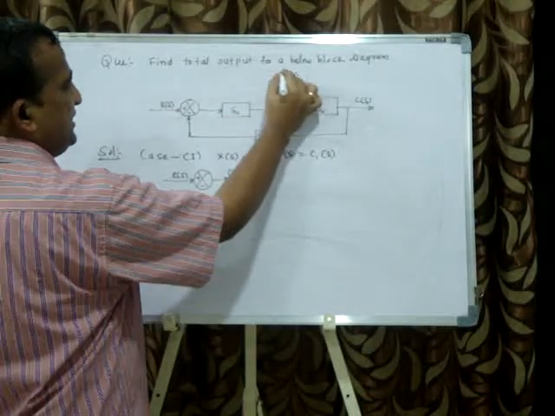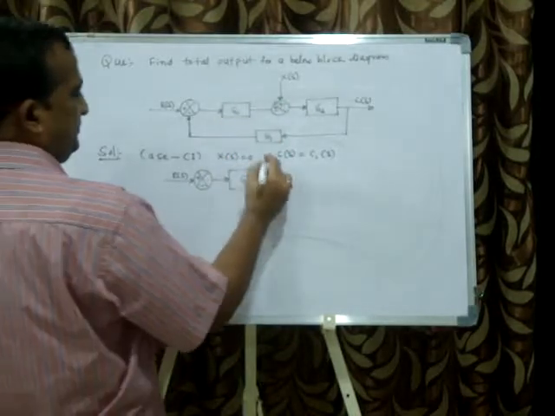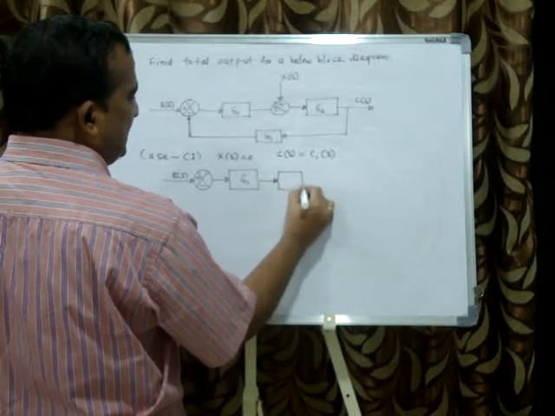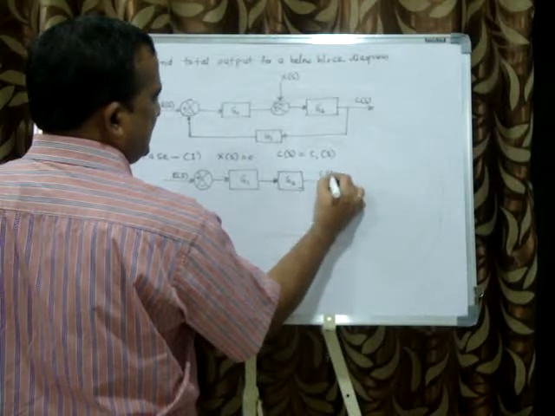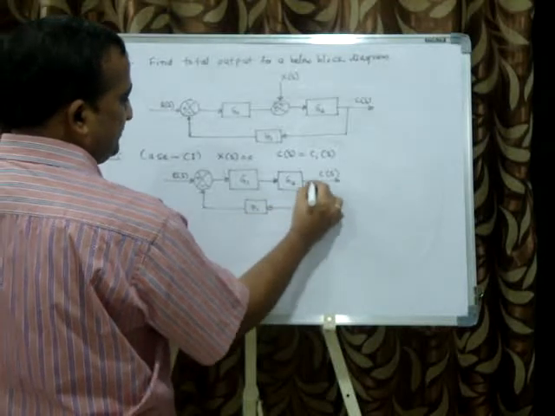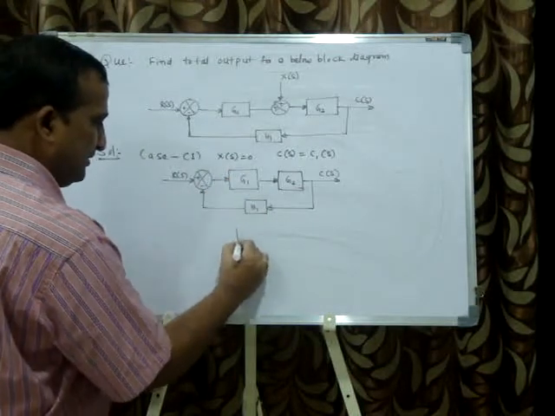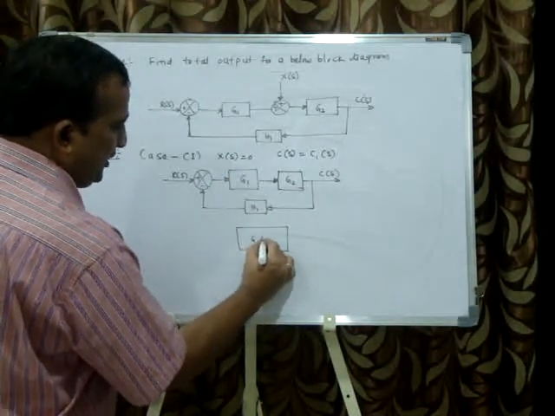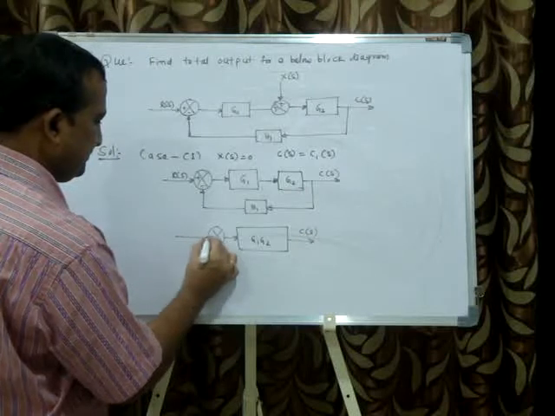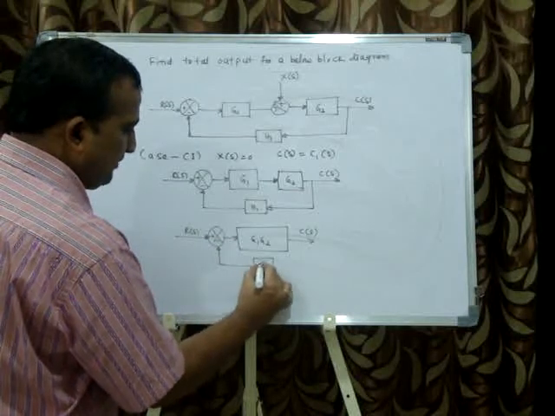Now if it is 0, this summing point is not required, and here it is a plus. So directly I'll consider G2 and C of s, then here H of s, H1. Now these two blocks are in series. I'll multiply Z1, Z2. These two blocks are in series. R of s plus minus H1 of s.